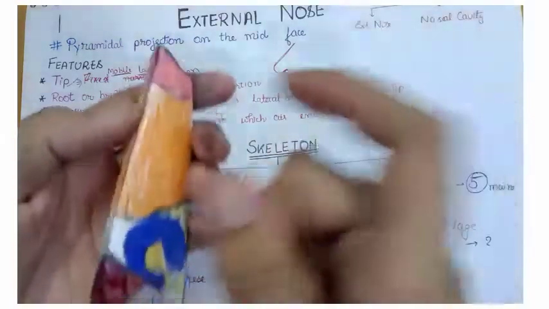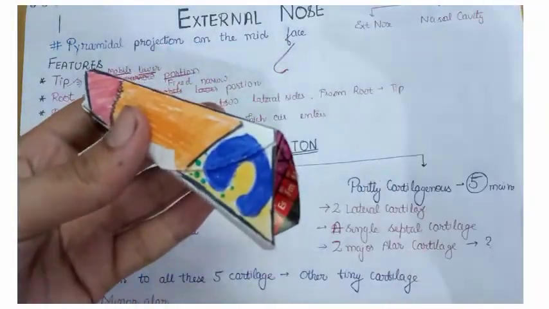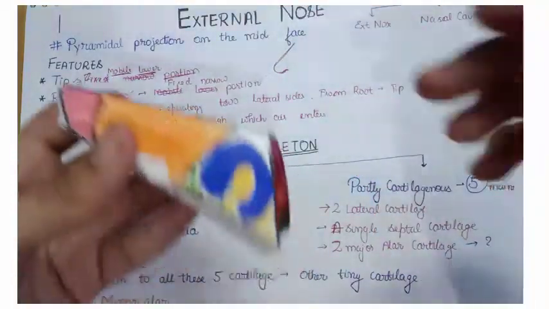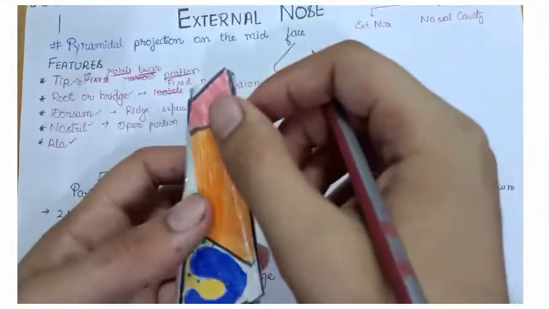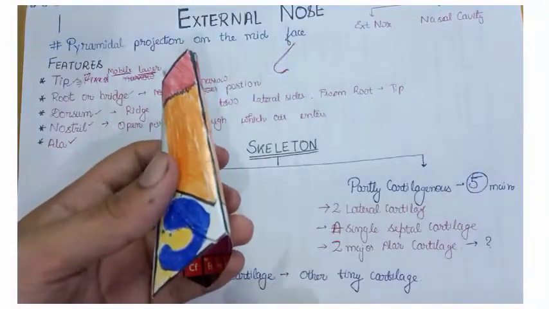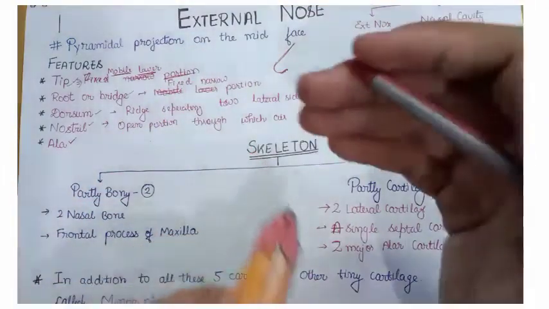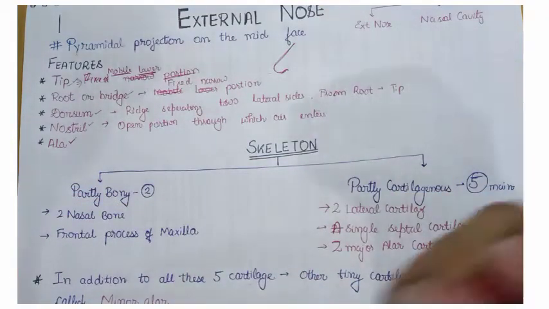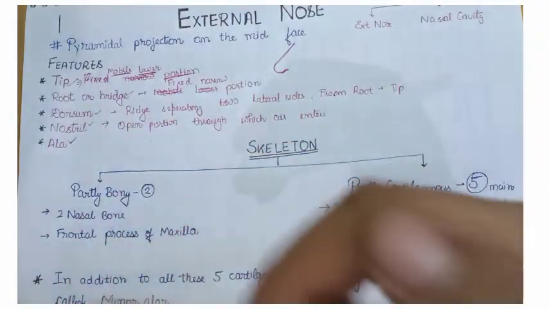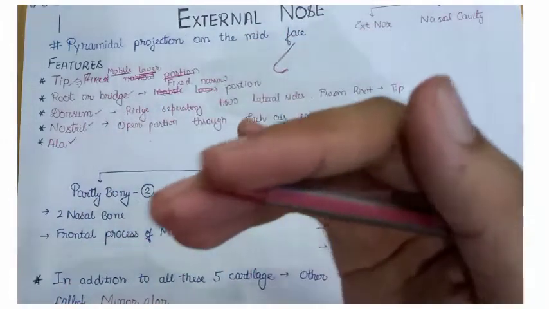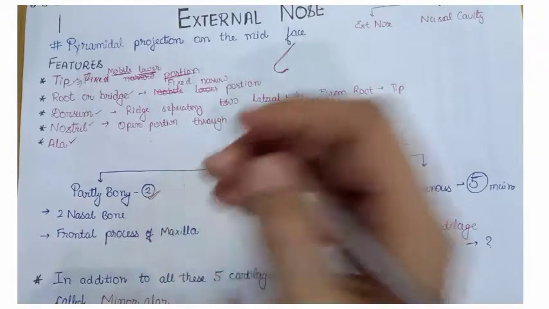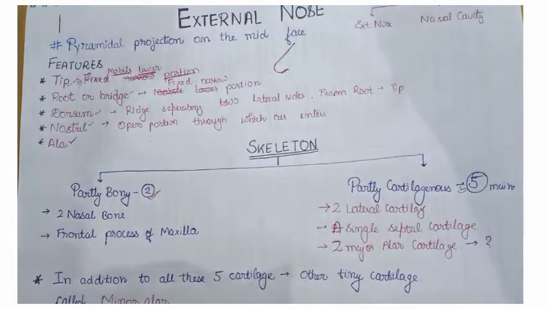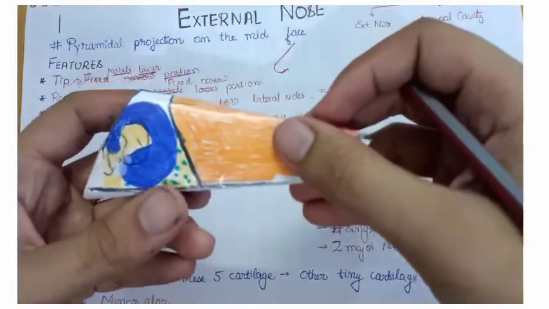Now this wall is actually made up of some bony part and some cartilaginous part, and we have to discuss that. The upper portion, I told you, is bony, and the rest is the cartilaginous part. So the skeleton of the external nose is partly bony and partly cartilaginous. The bony portion has two bones, and we have 5 major cartilages. Why do I say major? Because we have a number of minor cartilages as well.